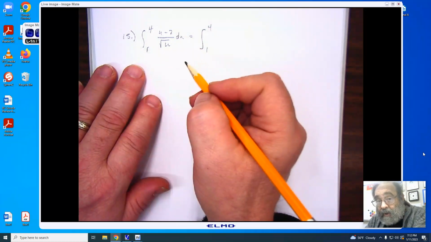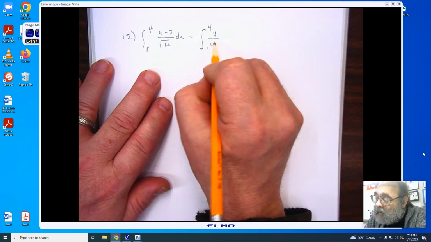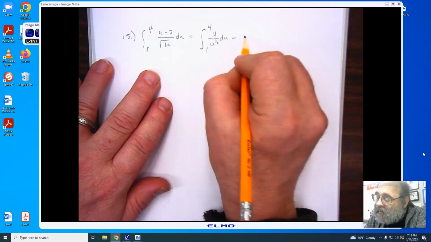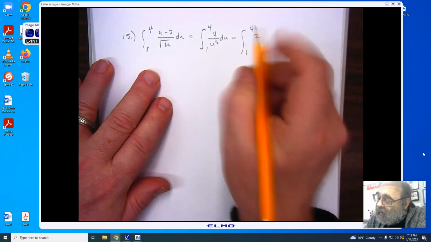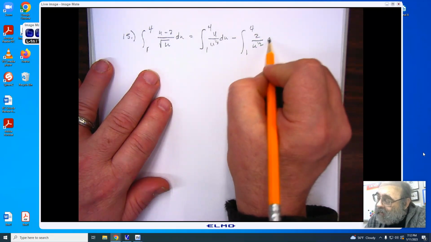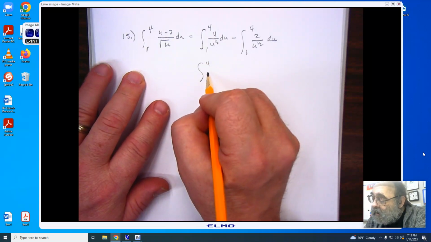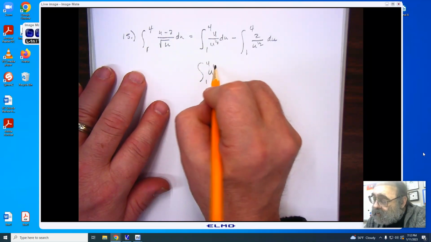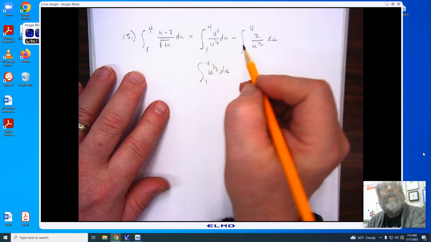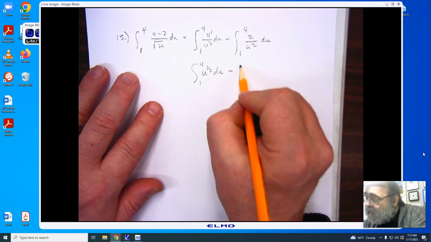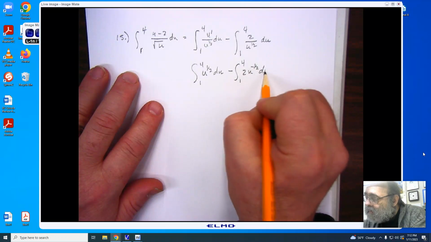We need to get two fractions, and that fraction has to have the denominator. So u over u to the 1/2 du minus the integration 1 to 4 of 2 over u to the 1/2 du. This is giving me the integral from 1 to 4 of u to the 1/2 power because I subtract. Notice I'm subtracting. This is 1 whole minus 1/2 here. And then this is coming up as 2u to the minus 1/2 power du.